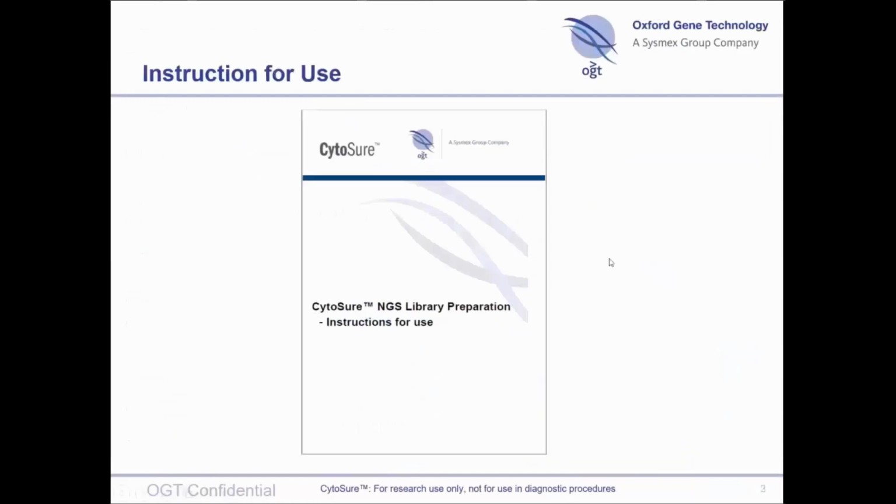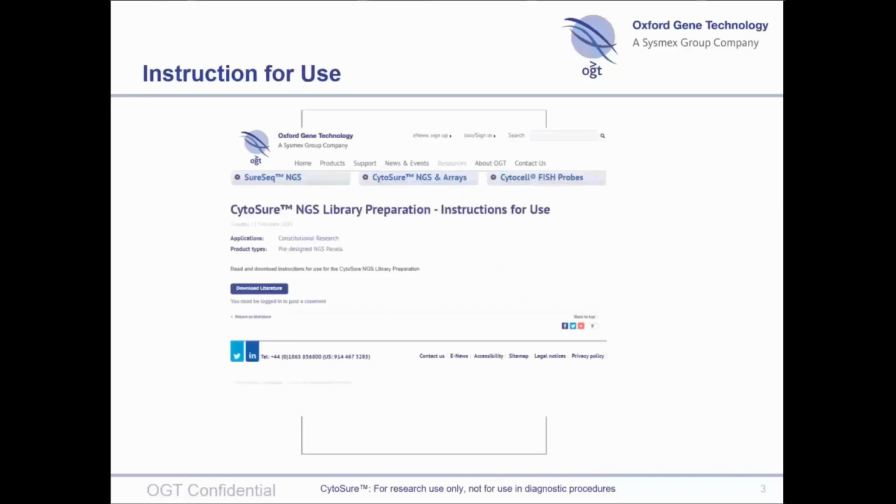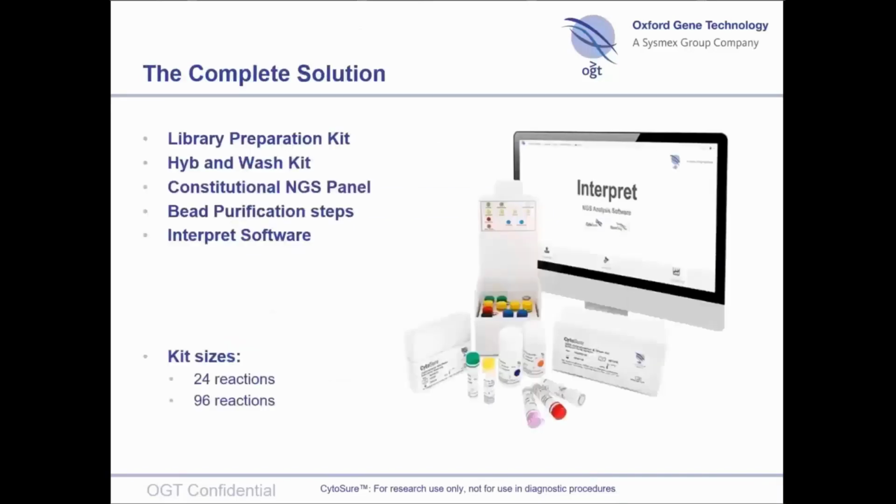This is our instructions for use protocol, and you can find it available to download on our website at ogt.com. Here at OGT, as Paul said, we do offer you the complete solution. We provide the necessary kits for the library preparation, hybridization, wash, and all the bead purification steps, which includes the AMPure XP and the streptavidin beads. We also have our analysis software, Interpret. The kits come in two sizes, the 24 reaction kit and the 96 reaction kit, which also includes enough excess to still run your samples in batches of 24.